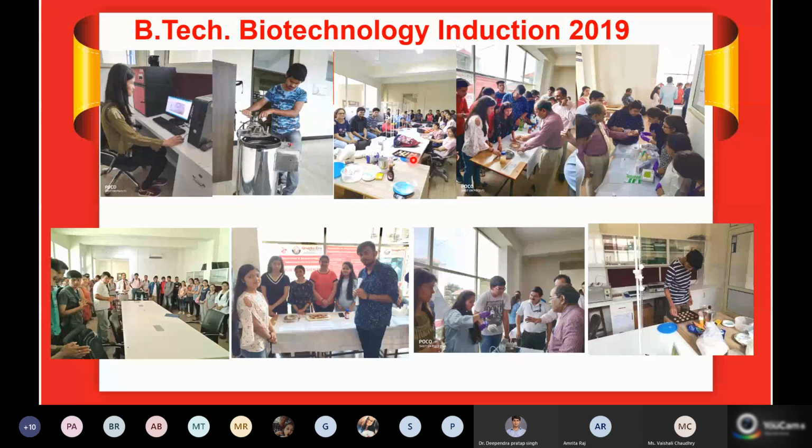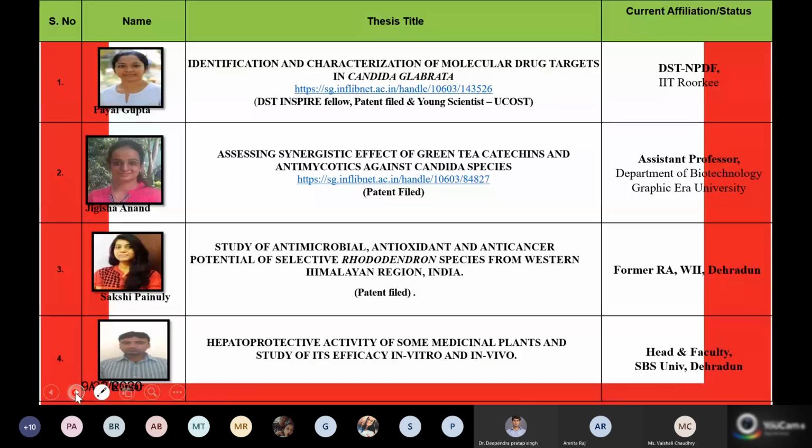He is the Honorable Pro Vice Chancellor, sir, and the students are checking the blood group. They are students of different programs or branches, including CS, and they are checking the blood group of the Honorable Pro Vice Chancellor, sir. Likewise, different activities were done by the students during the induction 2019.